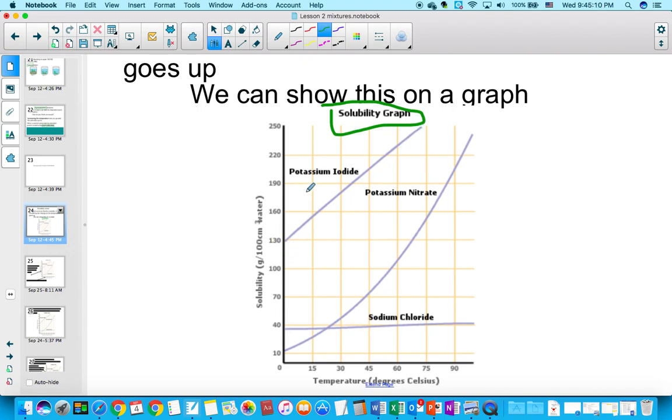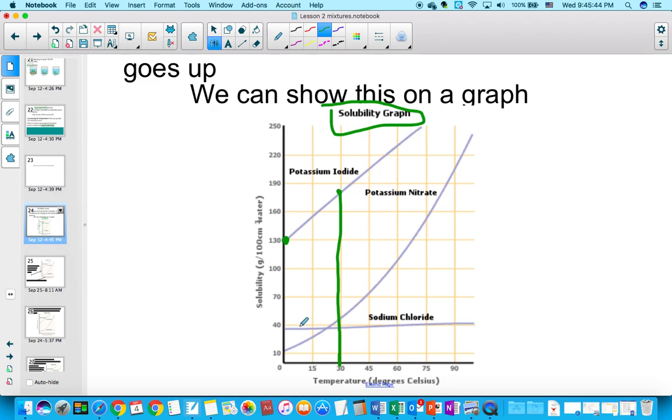So let's take a look at potassium iodide. At 0 degrees, you can only put this much potassium iodide in what you're mixing. At 0 degrees, you only put this much in, 130 grams per 100 centimeters of water. But if you heat up the water to 30 degrees, you can start adding about 180. That's the maximum, and as you increase, it goes up.